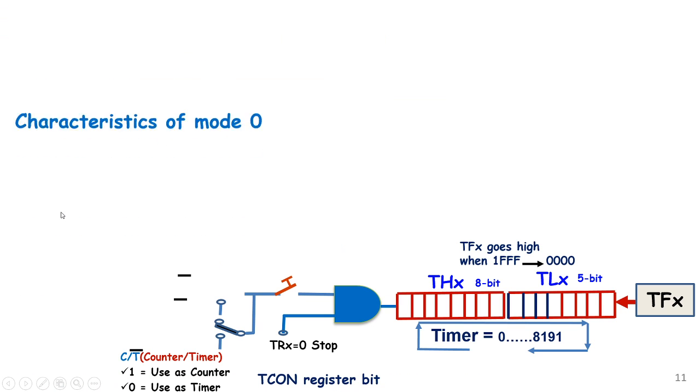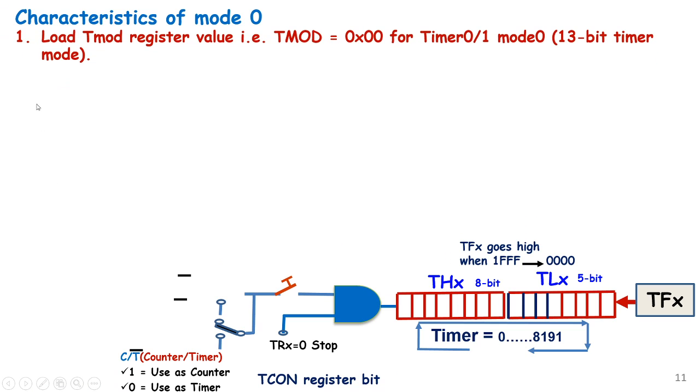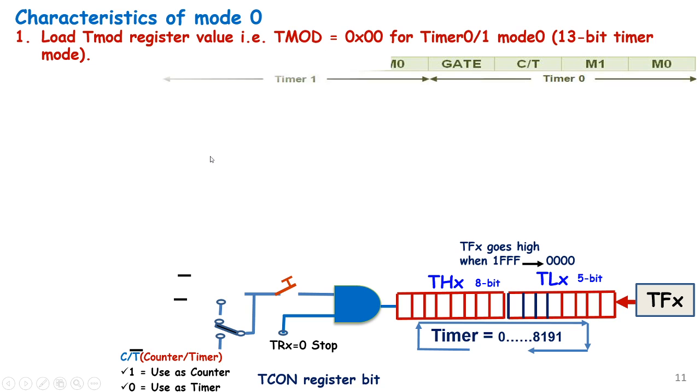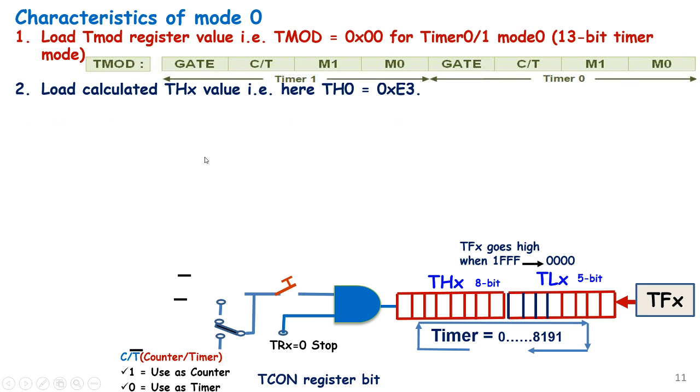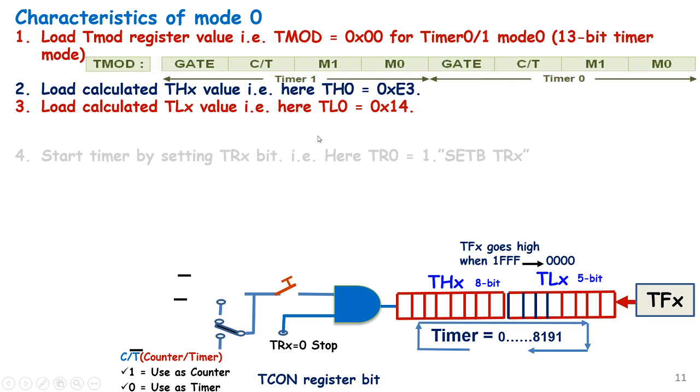Let us discuss how this mode occurs, the characteristics of this mode. Load TMOD register value. TMOD is equal to 00 in hexadecimal for timer 0 or 1, that is the 13-bit timer. So this is the TMOD register, lower nibble for timer 0, upper nibble for timer 1. Load the calculated value THX in TH0 or TH1, the higher byte timer register. Load the calculated value TLX in TL0 or TL1.